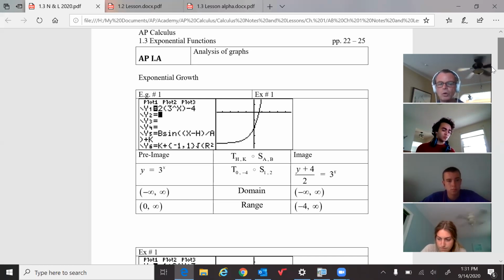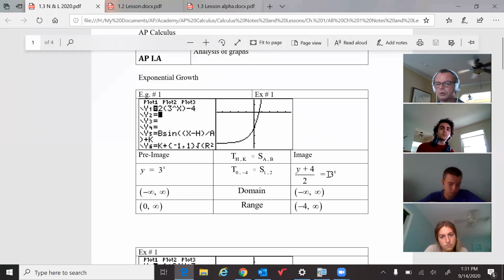But what we're asking you to do is look at this graph in terms of the pre-image. So this graph, this is the image. If we undo what's been done to the variables, we would, ready? Divide both sides by 2 and add 4 to both sides, and we would get this. So the pre-image is y equals 3 caret x. The domain and range for 3 caret x, the domain would be all reals. The range would be 0 to infinity, where 0 gets a parenthesis because it's excluded.